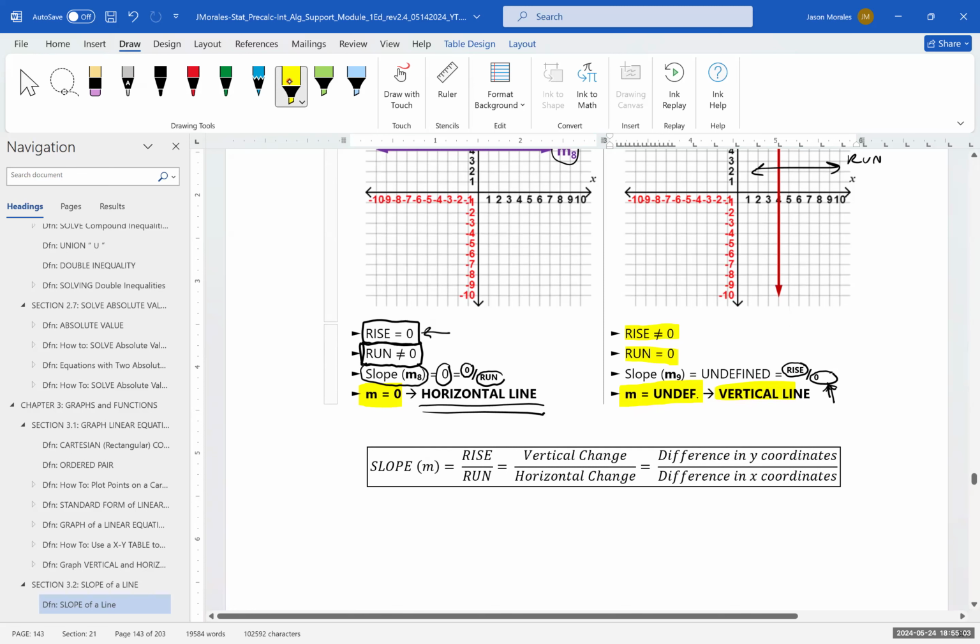So the short definition of slope here is that it's rise over run. The rise is the vertical change, all over the run, which is the horizontal change. We can calculate vertical change by calculating a difference in y coordinates, and we can calculate horizontal change by calculating a difference in x coordinates.